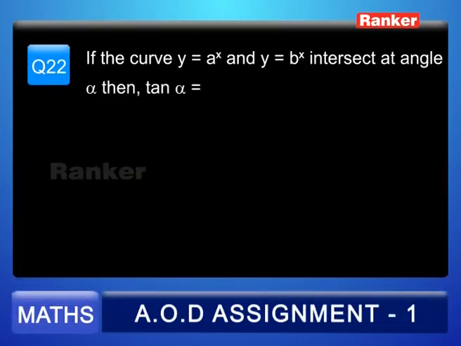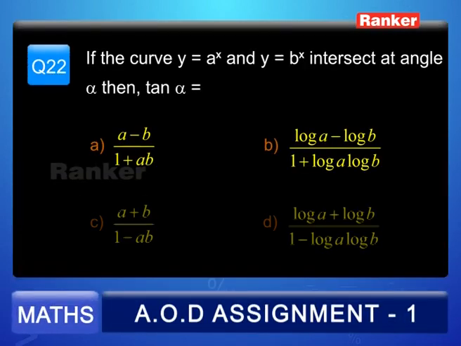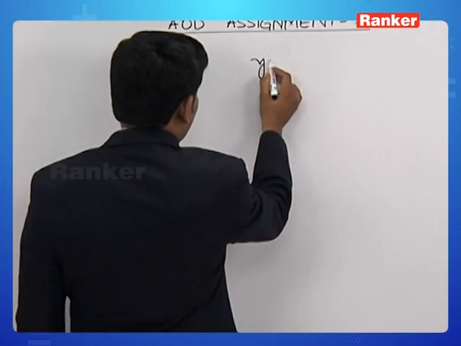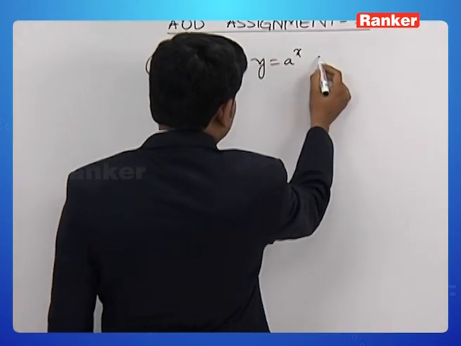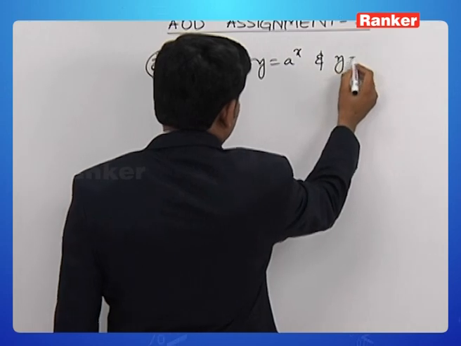Next question: if the curves y is equal to a power x and y equal to b power x intersect at an angle alpha, then tan alpha is equal to option A, (a minus b) by (1 plus ab); option B, (log a minus log b) by (1 plus log a log b); option C, (a plus b) by (1 minus ab); and option D, (log a plus log b) by (1 minus log a log b). We are asked to find the angle of intersection of the curves y is equal to a power x and y is equal to b power x.